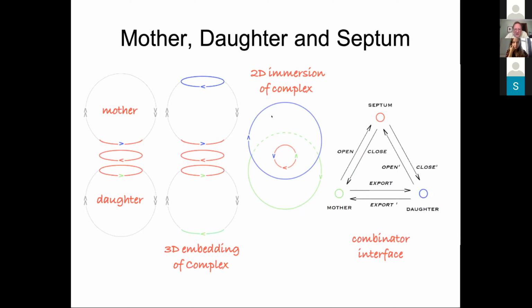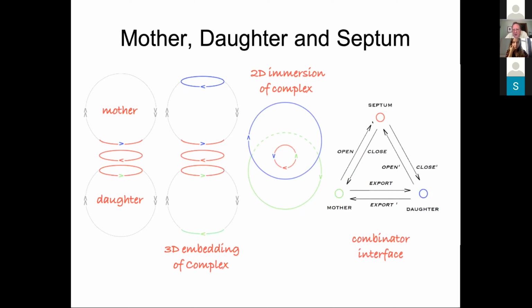But here we have the daughter cell, here we have the mother cell, and here we have the septum. And this is no longer an embedding, so this is a many-to-one mapping from the topological complex to the lattice. But that's not a problem. I mean, all that is easily taken care of with a little bit of cleverness in the implementation.